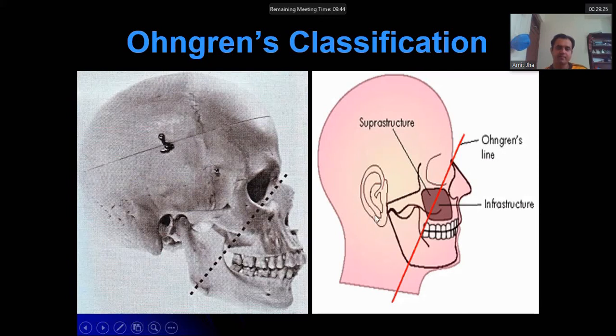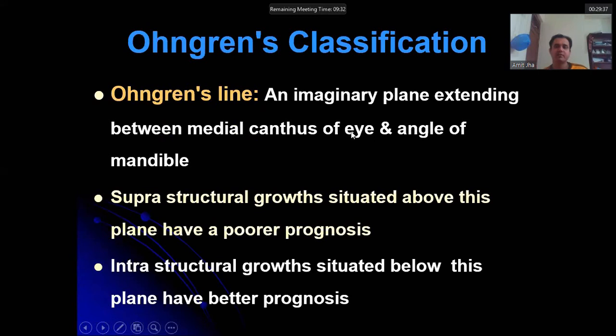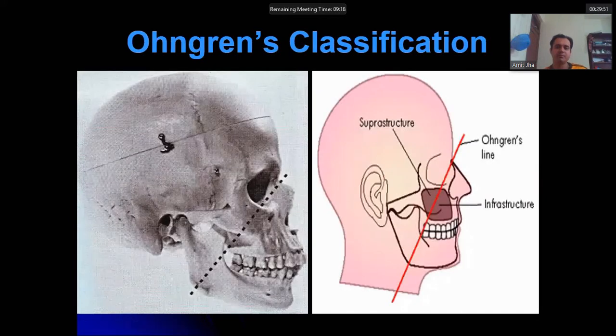Ohngren's line. This is the Ohngren's line, right? So what is the importance? Any masses arising superior to this Ohngren line and masses arising inferior to the Ohngren line have different prognosis. It is an imaginary plane extending between the medial canthus of the eye and the angle of the mandible. Suprastructural growth situated above this plane has poorer prognosis, and infrastructural growth situated below this plane has better prognosis. So if anything occurs here, it has a better prognosis. But if anything occurs here, it has poorer prognosis.